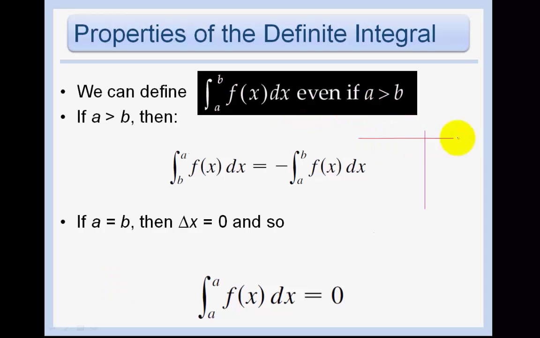So some properties. We can define the integral from a to b even if a is greater than b. So meaning even if I have some function and I say, all right, let this be b and let a be greater than b. Well, then I can say that the integral from b to a of f of x dx is the same thing as the opposite of the integral from a to b, because I would be going backwards. If a is equal to b, then I'm saying what is the area under the curve from a to a? Well, that would be nothing at all because my width is just 0. So the area of my rectangle would just be 0.